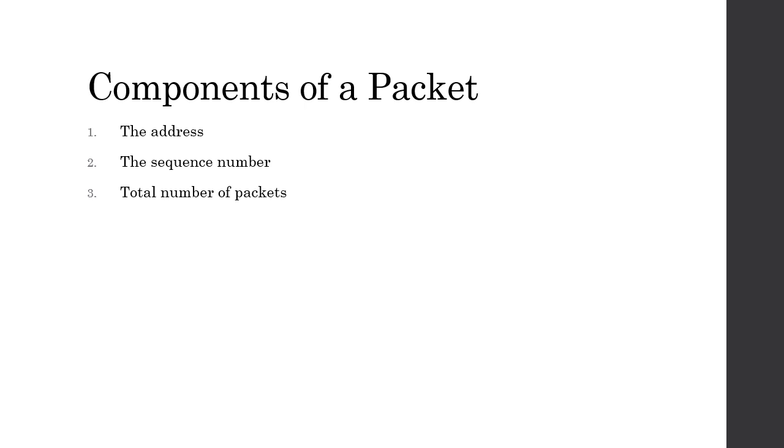The important components of a packet in packet switching are: number one, the address; number two, the sequence number; and number three, the total number of packets. Talking about the address, it is the address of the person the message is being sent to. When you send an email, you must always add the address of the person you are sending it to. When your message is split into packets, each packet must contain the address.